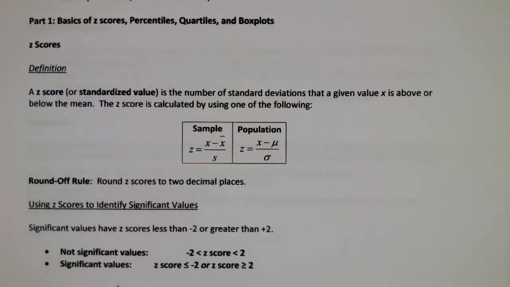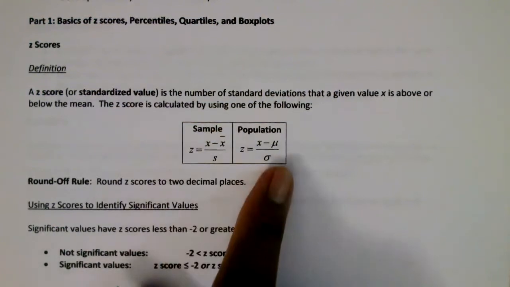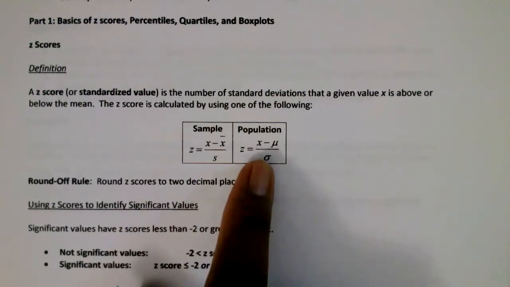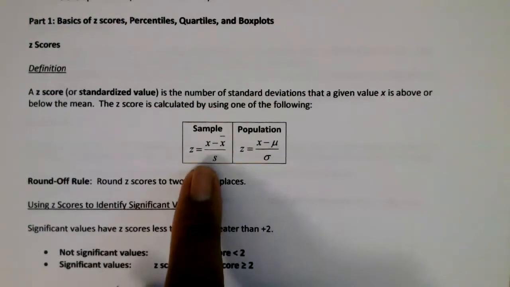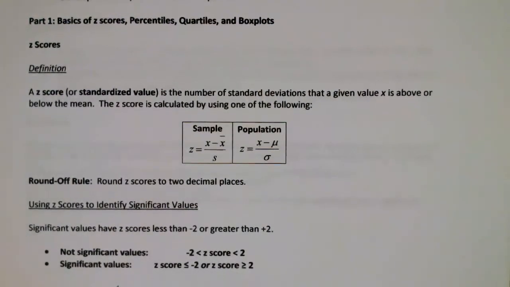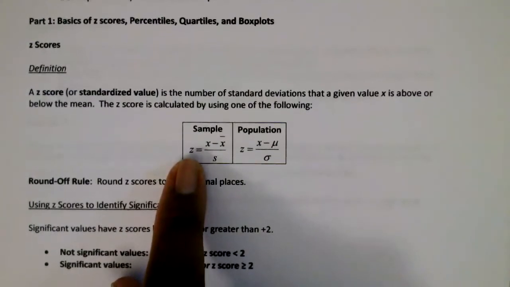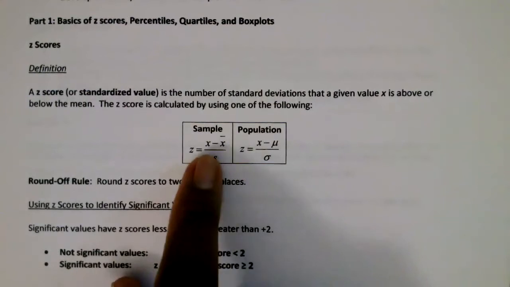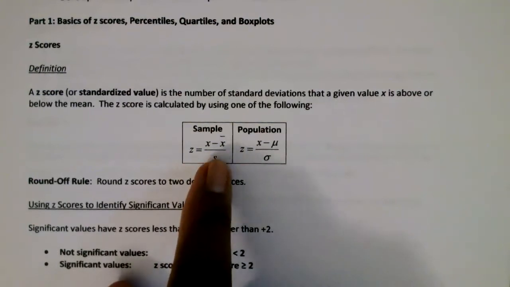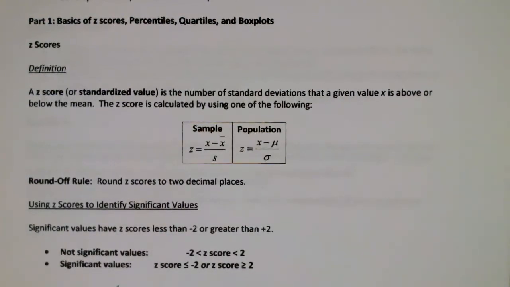A z-score, or sometimes called a standardized value, is the number of standard deviations that a given value x is above or below the mean. Here we've got two formulas, one for the sample and the other for the population. More than likely, we're going to be using the one for the sample since we're dealing with sample data. In this case, z is equal to x minus x bar, all divided by s. x is the given value, x bar is the sample mean, and s is the standard deviation.